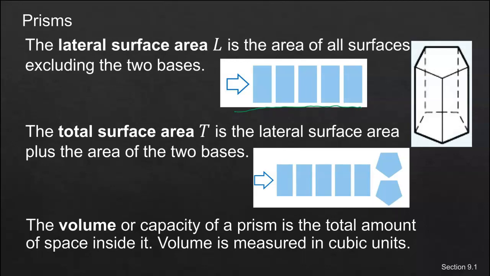And then the total surface area would be the lateral area, which are our rectangles that go around this, plus 2 bases, right? The area of 2 bases. And that's how we would find surface area for the whole thing. And then the volume is the capacity or the total amount of space inside that, and it's measured in cubic units. So all of our areas are square units, and then cubic units for volume.